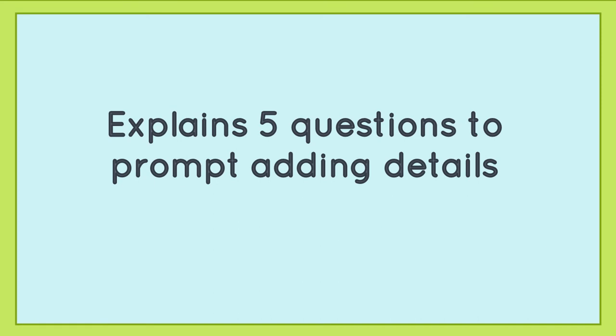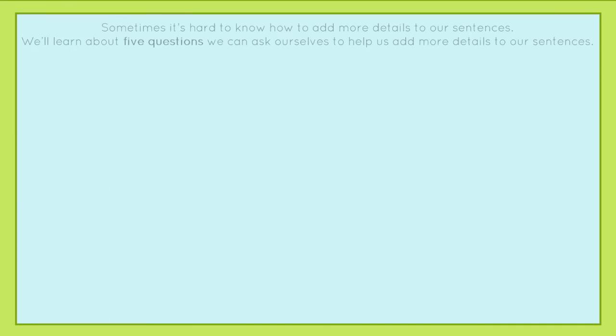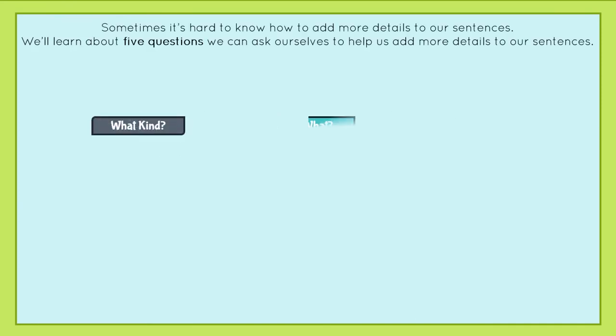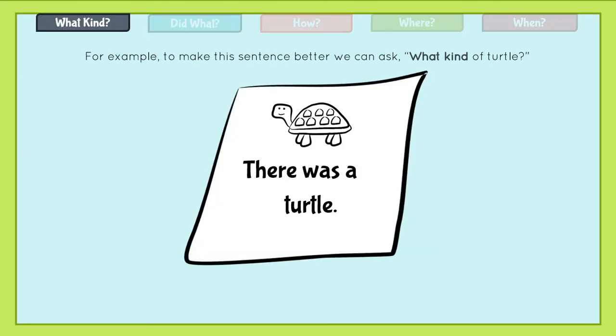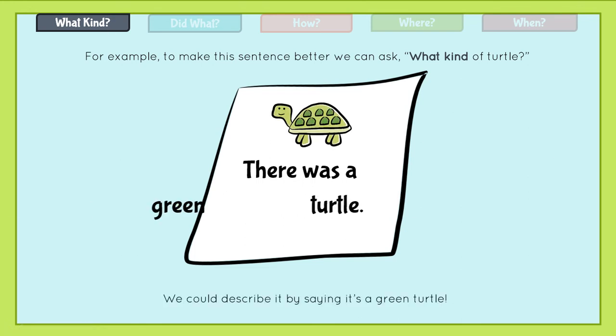And then it goes over 5 questions to prompt them to add details to their sentences. The questions you can prompt them with are what kind, did what, where, how, and when. So it actually goes through each one. Right here, this is just going through what kind. So it starts a sentence, there was a turtle. To make it a little more interesting, you can say what kind of turtle. In this case, we could say it's a green turtle.